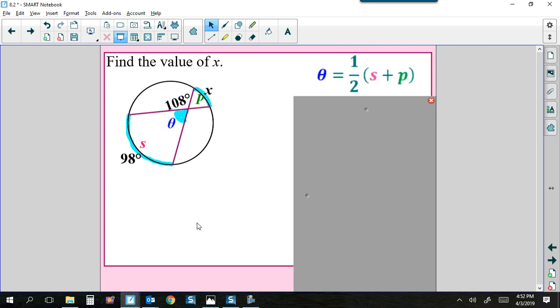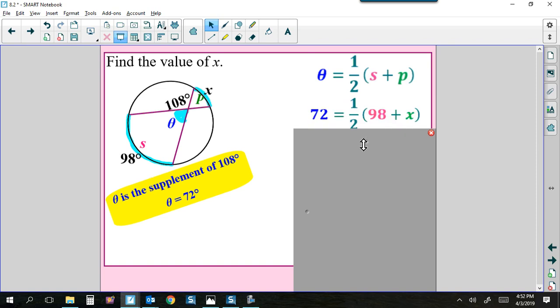So before you are able to solve this problem, you need to figure out that theta is actually 72 degrees because it's the supplement of 108 that was given to you. So you can now plug in everything you know. You know angle theta is 72 degrees. You know that the arc closest to it is 98, and then the other arc you're using is x. Again, as Mrs. Nett said, you don't need to put these in a specific order because the commutative property says you can add in any order you would like.